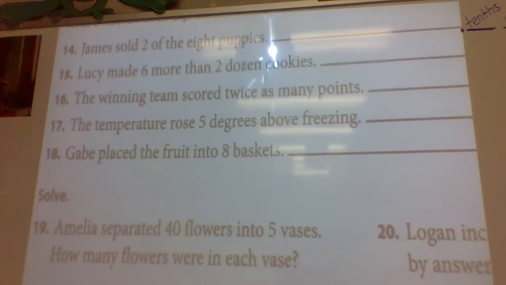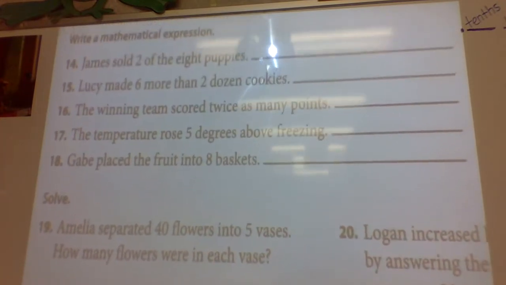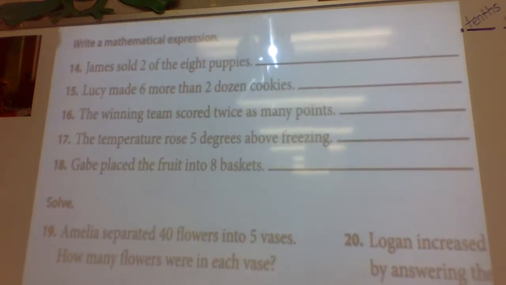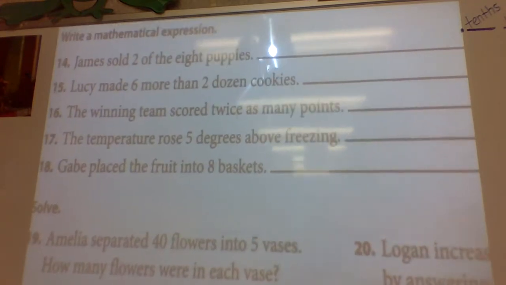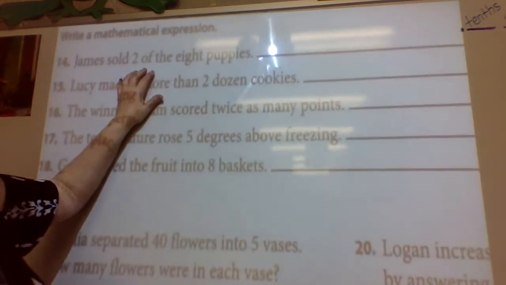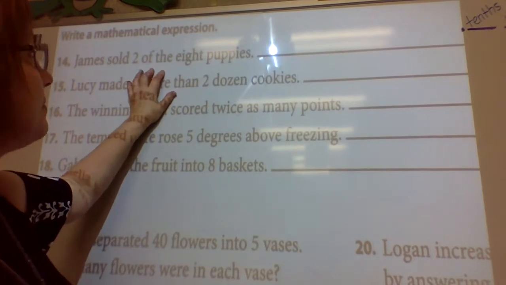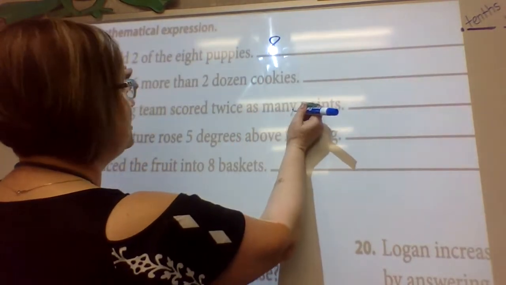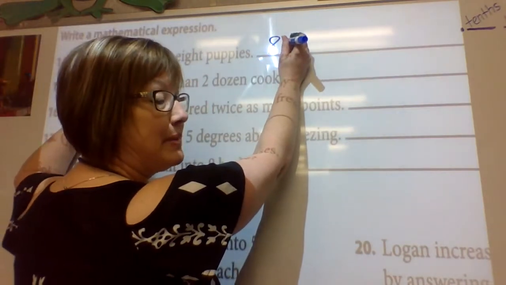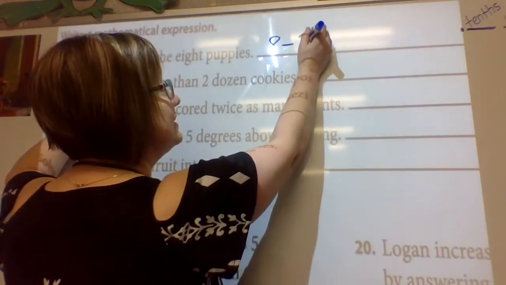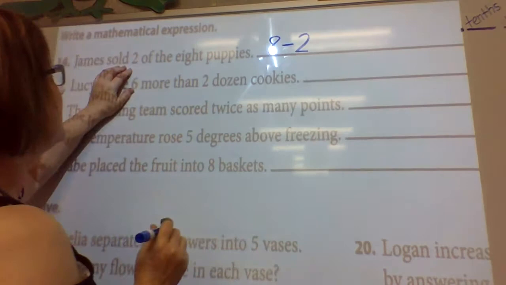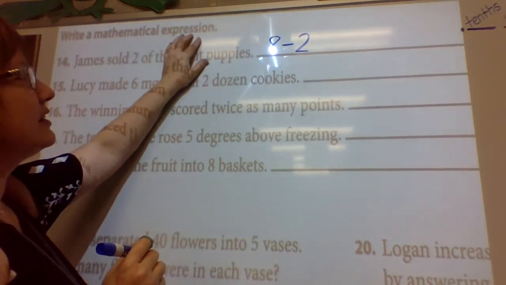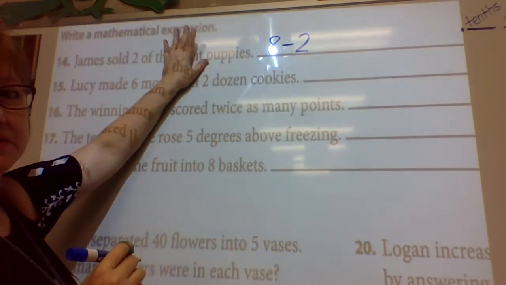We're going to write a mathematical expression for these. Okay, so it has to make sense. You can't just make it up this time. James sold 2 of the 8 puppies. So he had 8, and if he sold 2, what operation would that be? He would minus 2, right? And you don't even have to write the whole answer because expressions don't necessarily have an equal sign.